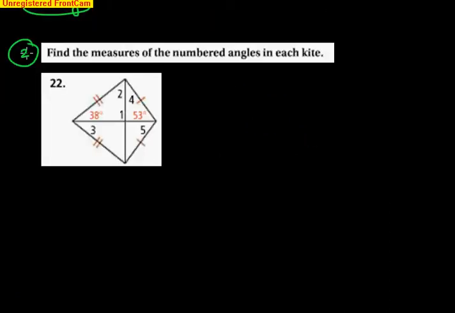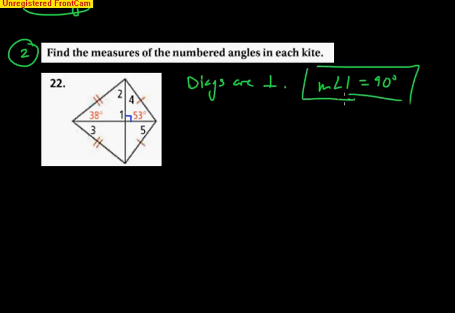Okay, here's the second problem. This is a kite, and we're going to go through and find the measures of all the numbered angles. So angle 1, 2, 3, 4, and 5. Well, first, I know that in a kite, the diagonals are perpendicular. So right here, I'll use blue. This is a right angle, which makes the measure of angle 1 equal to 90 degrees, because it's also a right angle. I think that's the only right angle up there.